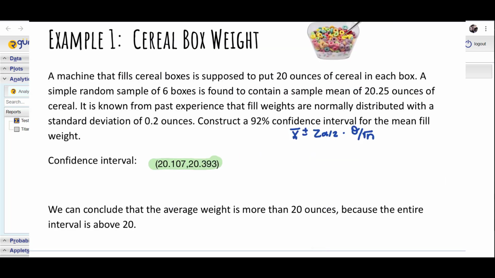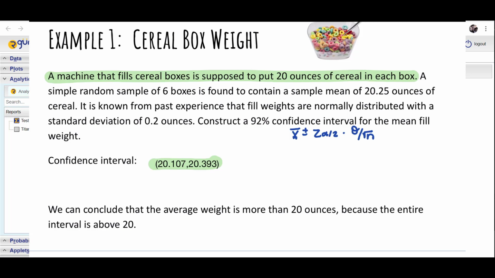Okay, so let's talk about what that really showed. So up here, there was a claim made. This is a claim that's on the cereal box. The cereal box claims that it should have 20 ounces in the box. And so that's what the machine is supposed to fill the cereal boxes to, is 20 ounces. So what we want to know is, can we conclude that the average weight, the mean weight of the cereal is more than 20 ounces? Is it less than 20 ounces? Is it equal to 20 ounces?